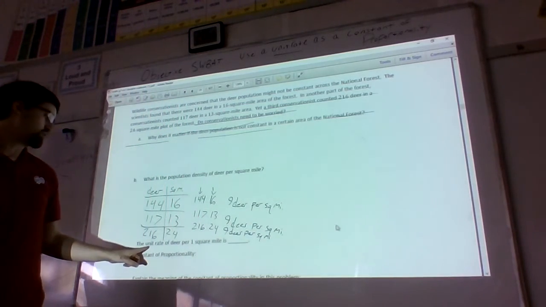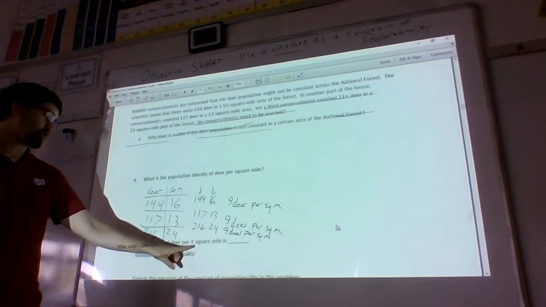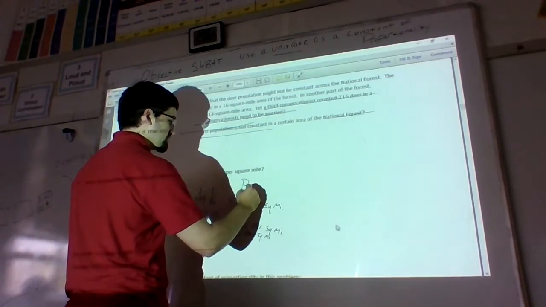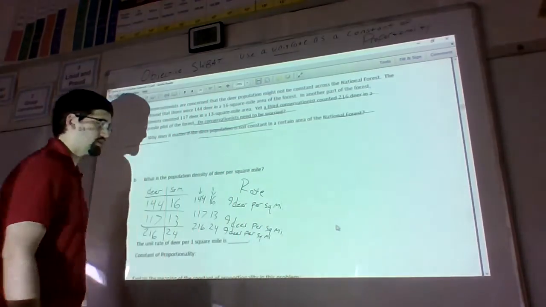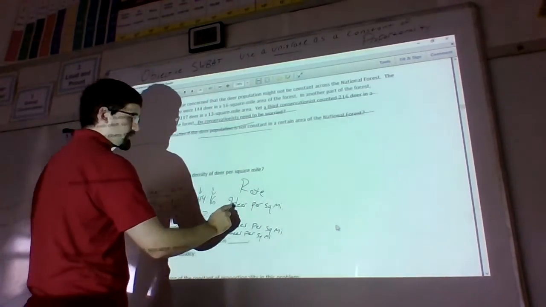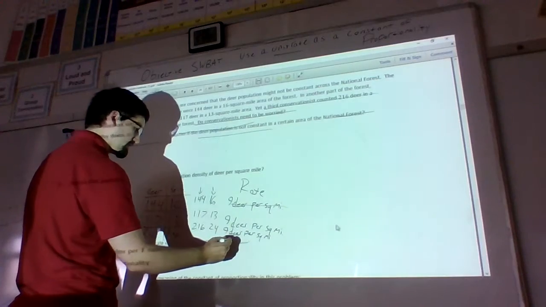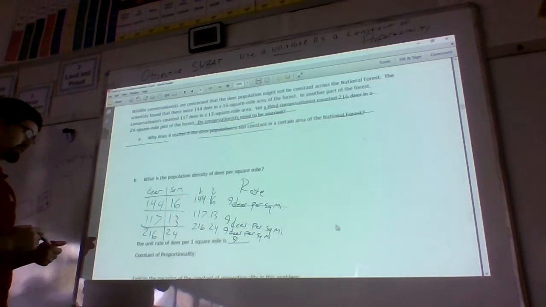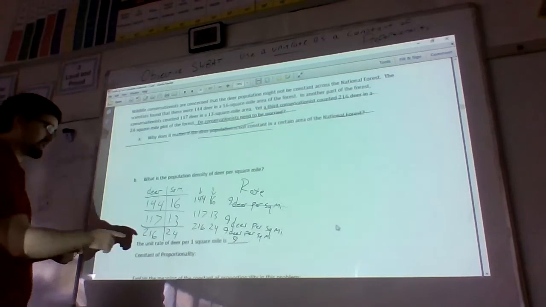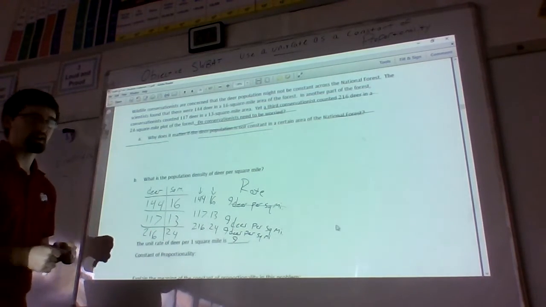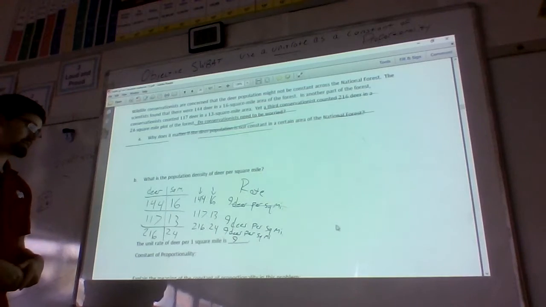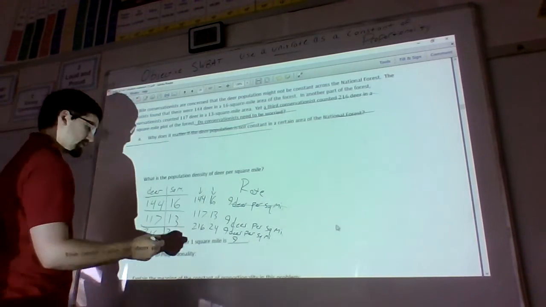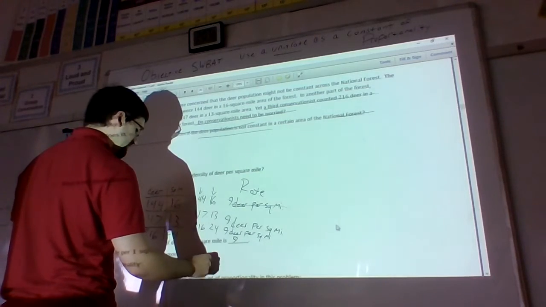So the unit rate of deer per 1 square mile is what? Well, this is our rate. How do we get from that to a unit rate? We just drop this part, so it just becomes 9. The unit rate of deer per 1 square mile is 9, because there are 9 deer per 1 square mile. The constant of proportionality, then, is also going to be 9.